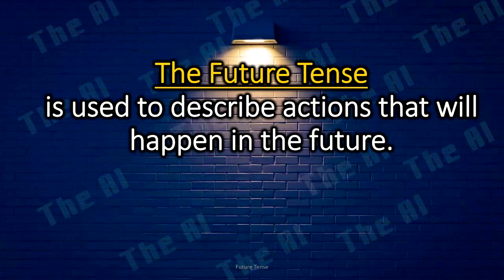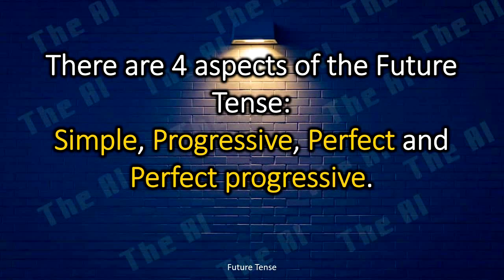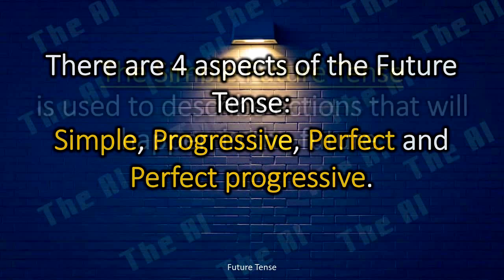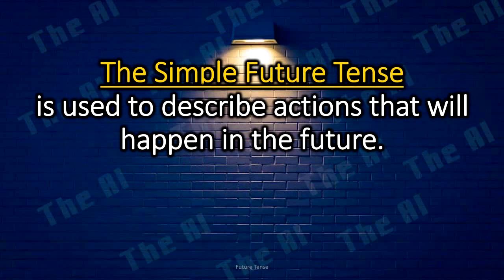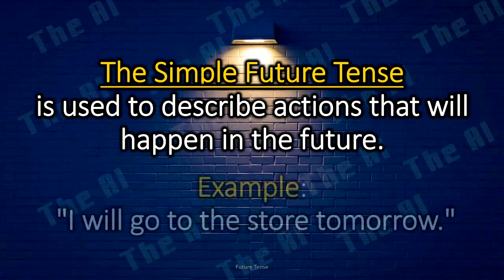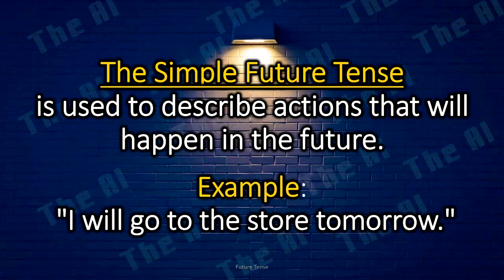The future tense is used to describe actions that will happen in the future. There are four aspects of the future tense: simple, progressive, perfect, and perfect progressive. The simple future tense is used to describe actions that will happen in the future. For example, I will go to the store tomorrow.